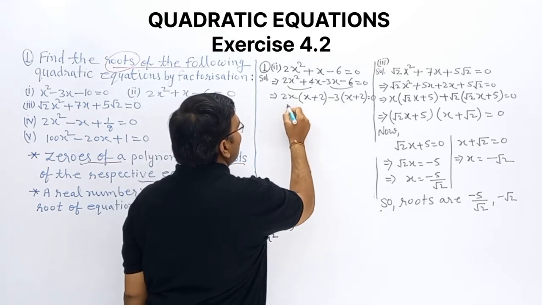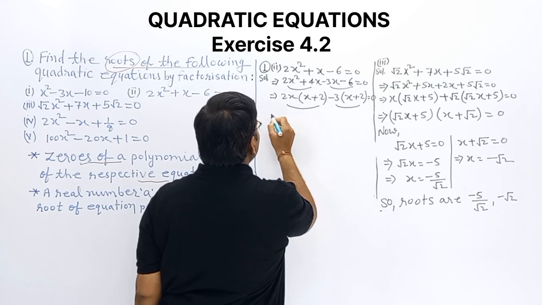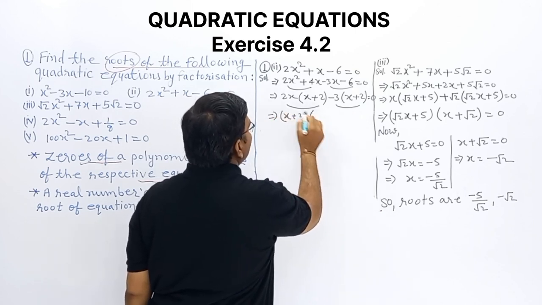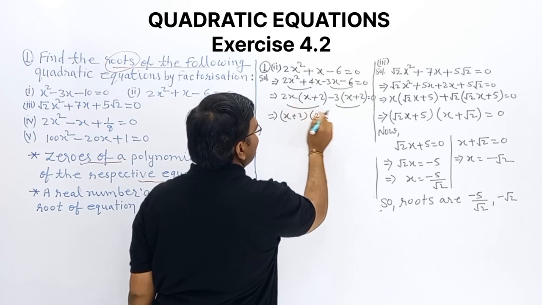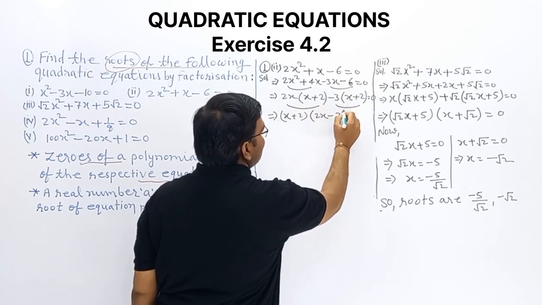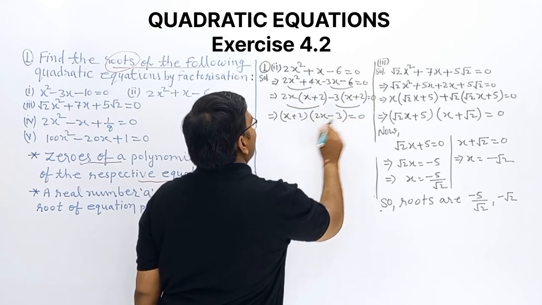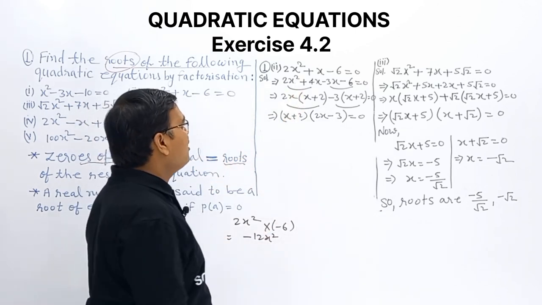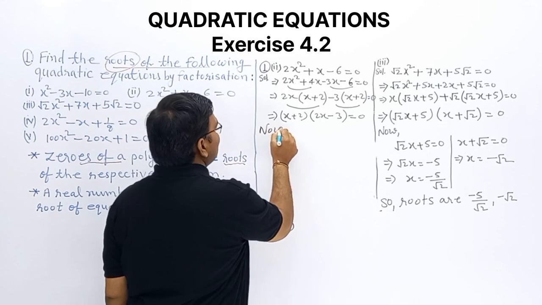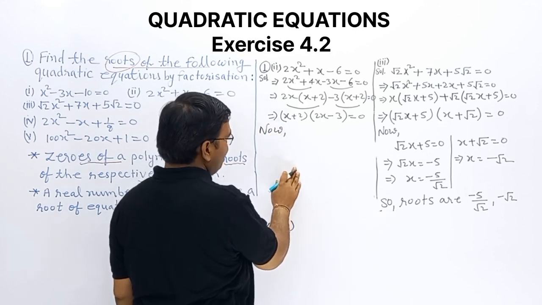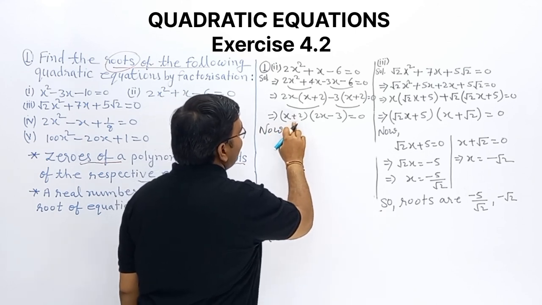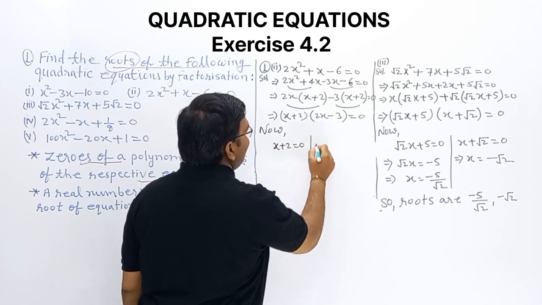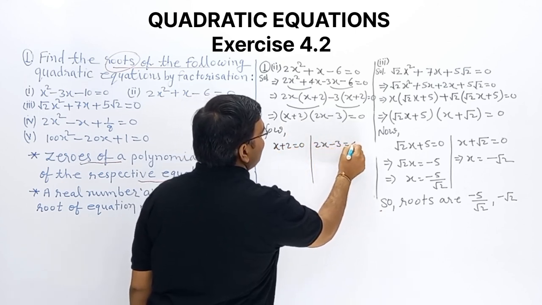Now what will be the common? In this term and this term, in both we have x plus 2 as a common. What is remaining? 2x is remaining in this term and minus 3 is remaining in this term, equal to 0. So both are the factors of this quadratic equation. Now we want roots. So what should we do? We will put each equal to 0: x plus 2 equal to 0 and 2x minus 3 equal to 0.